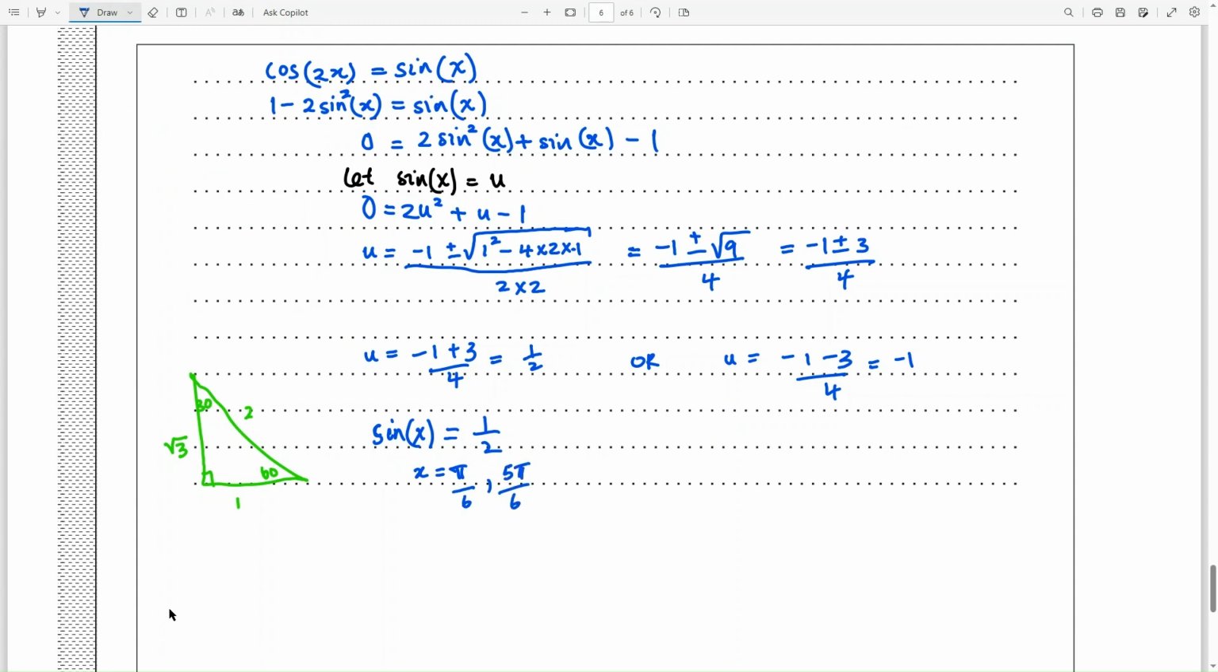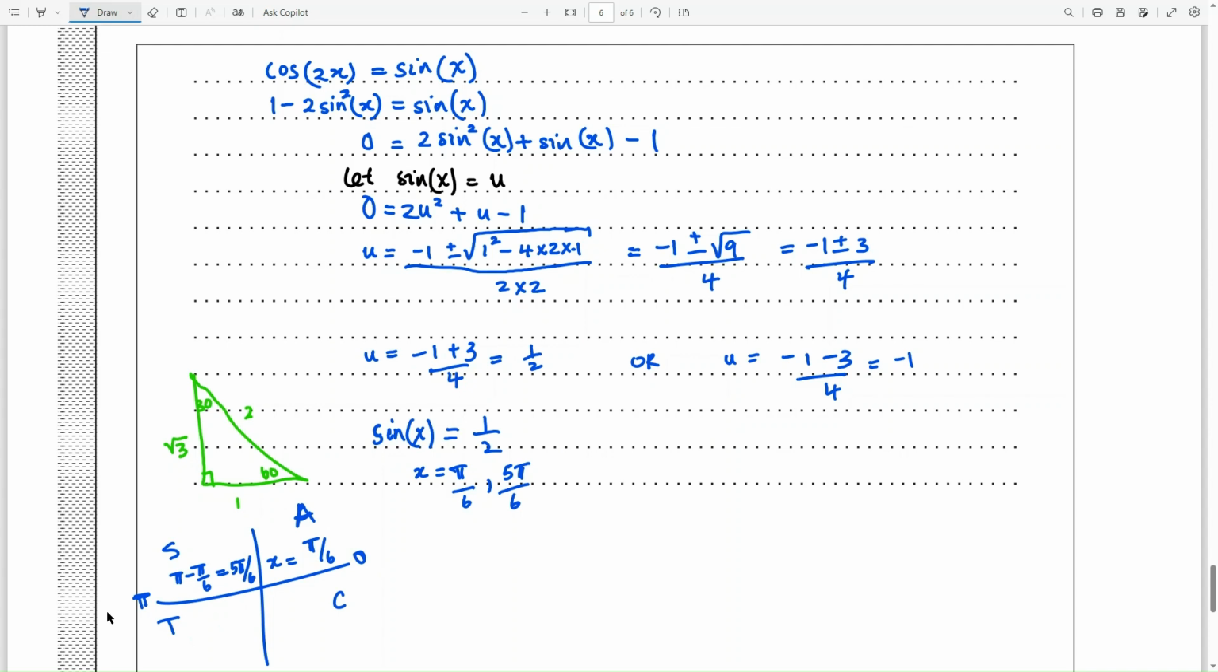Again, the CAST diagram helps you figure out which quadrants you're working in. We're in the quadrant where sine is positive, so that's why I'm taking pi over 6 as an answer. And we're also in the second quadrant where sine is positive, so pi minus pi over 6 is 5 pi over 6. That's how we know those answers will work, and we're stopping at pi. So this is 0, pi. We're not going to look at the third and fourth quadrants.